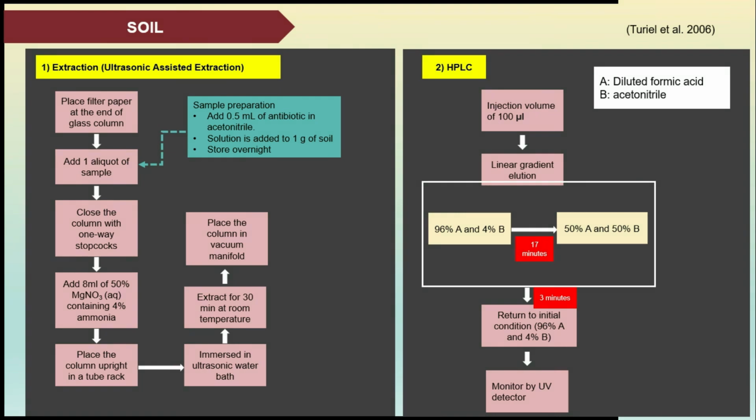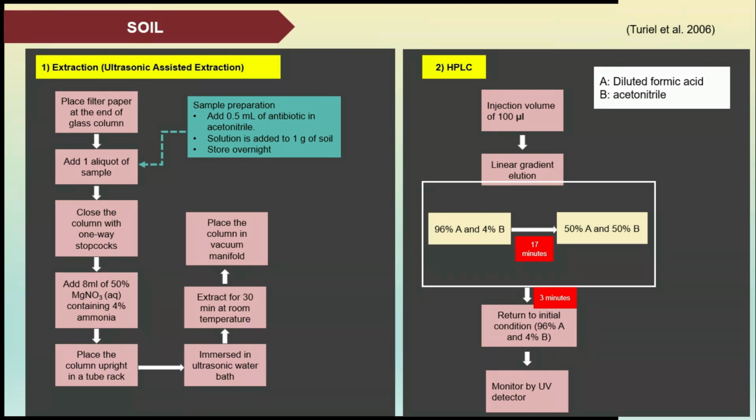First, the filter paper will be placed at the end of the glass column, and 1 gram of prepared sample is added. The glass column will be closed with one-way stopcocks, and 8 ml of magnesium nitrate containing 4% ammonia is added. The column is then placed in a tube rack and immersed in an ultrasonic water bath. Extract the sample for 30 minutes before it is placed in a vacuum manifold.